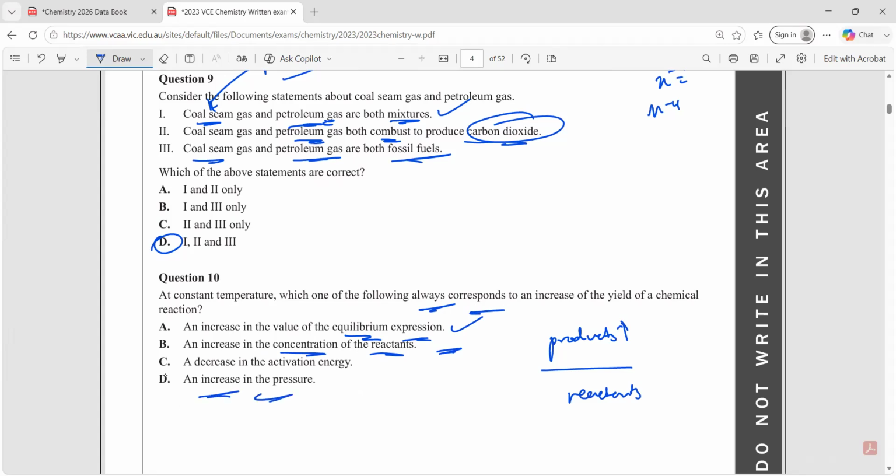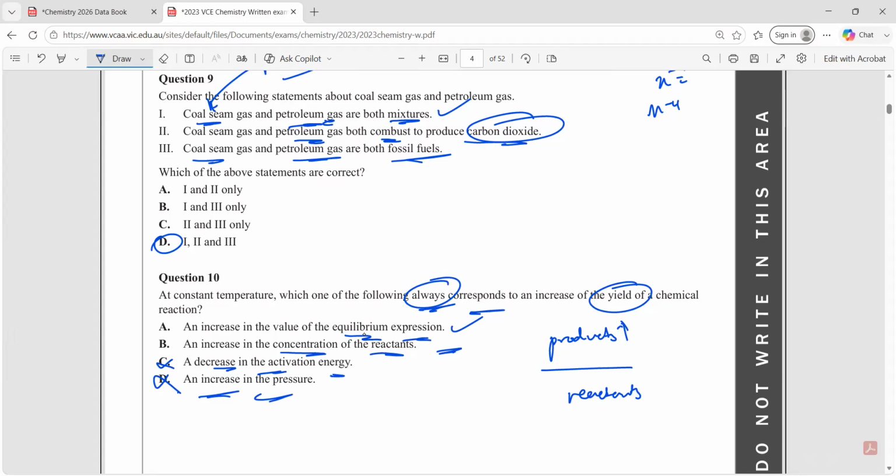That's dependent on the mole ratio between the reactants and the products, you know. And a decrease in the activation energy. So that would affect the rate of the reaction, not the yield of a chemical reaction. An increase in the value of the equilibrium expression. I'm happy with that because it's saying always.